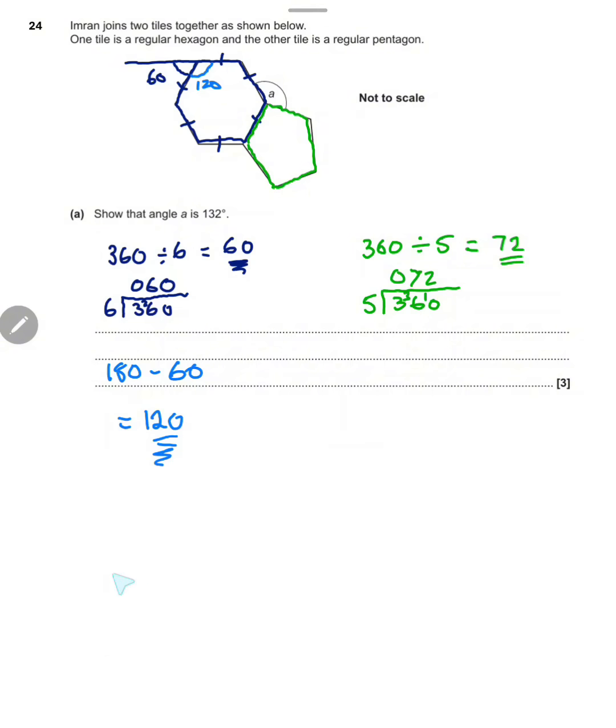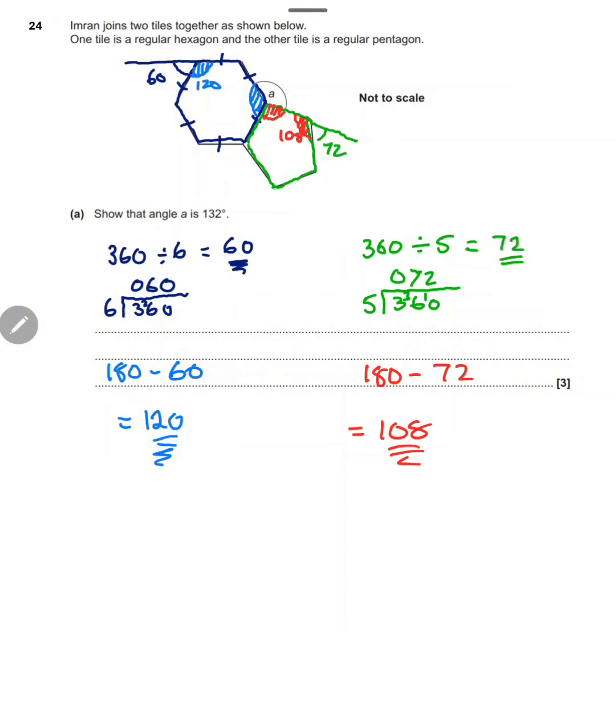And I'm just going to follow the same routine I did over here. I'm going to do 180 take away that answer. And 180 take away 72 is 108. And again, I don't know where I'm going with the problem, but I'm working out the exterior angle, which is 72. And I'm working out the interior angle, which is 108. And what we can see now is we solve most of the problem. We know that this angle here is 120. We know that this angle here is 108. We just need this missing angle A.